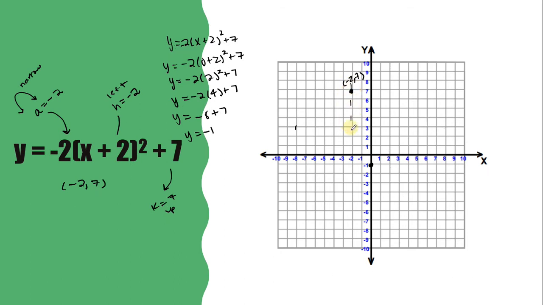Remember, here's my axis of symmetry. You're not going to see the axis of symmetry drawn, but if it's 2 away from the axis of symmetry this way, I know it's going to be 2 away this way. So here's another point. So here we go. So here's my parabola. And remember, I knew it was facing down because my a value was negative.